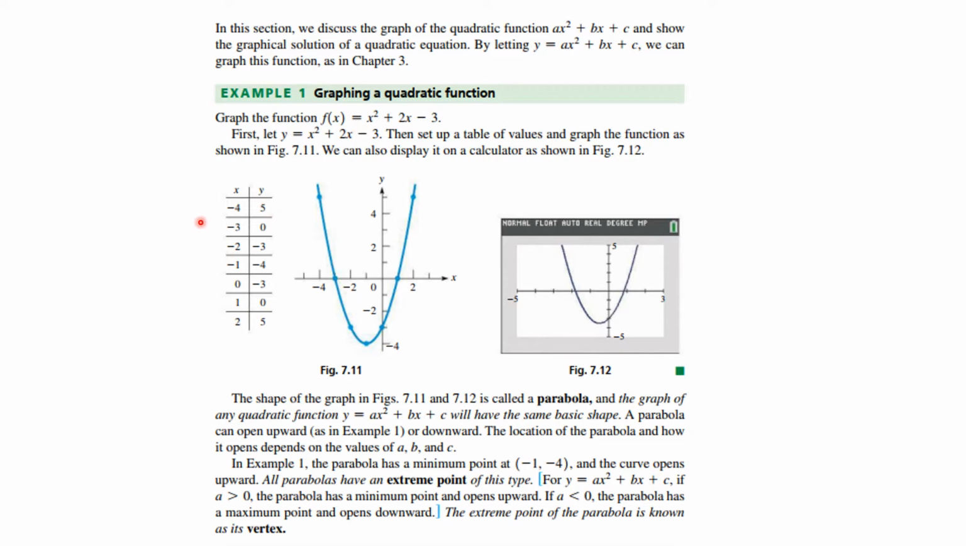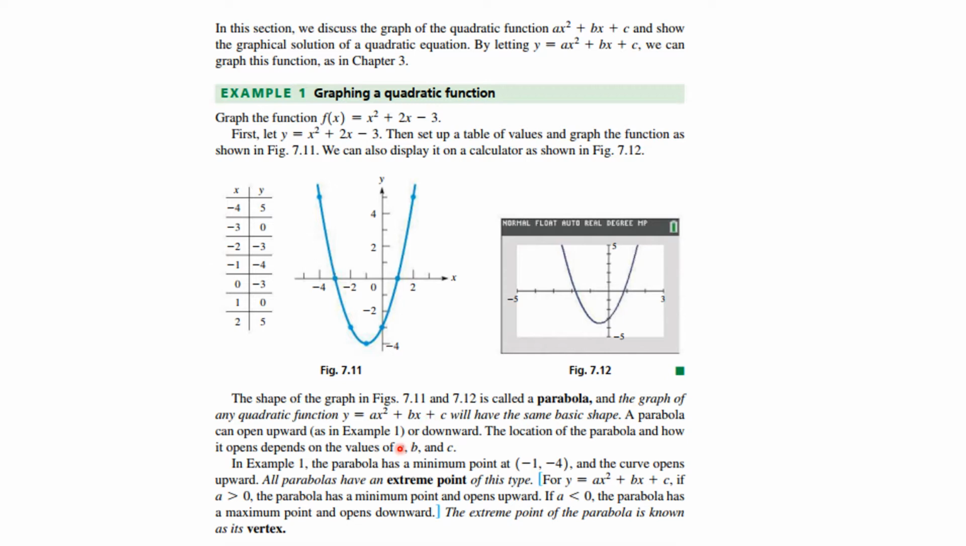Here's example 1. So we're graphing y equals f of x, x squared plus 2x minus 3. We pick these values for x, we get these values for y, and we see we have something that looks a little bit like a U shape. This graph is called a parabola. And basically, anytime you have y equals ax squared plus bx plus c, we'll have the same basic shape.